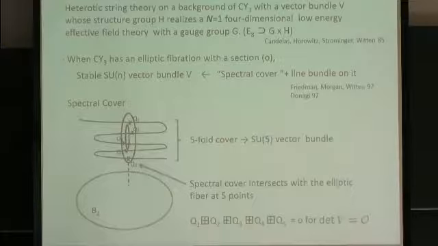If we want to consider an SU(5) gauge group, then we turn on some SU(5) vector bundle. Then we need a 5-fold cover, which is a cover over the base manifold, and this 5-fold cover intersects the elliptic fibration at 5 points. And in order to ensure the specialty of the unitary group, the group sum of these 5 points should correspond to the zero section of the elliptic fibration.